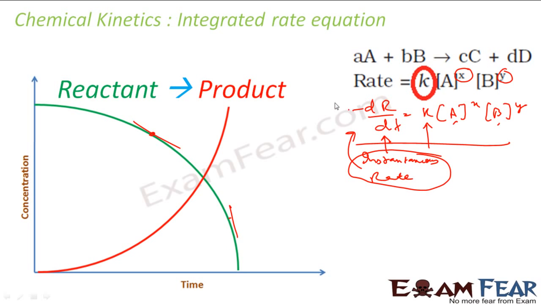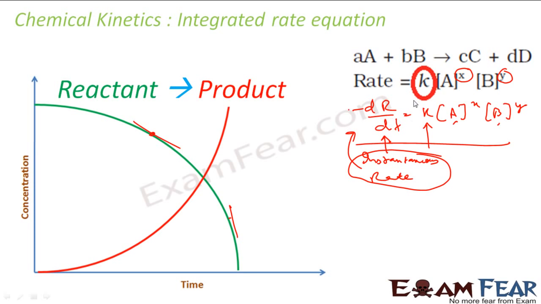To avoid this, if you see, this is a differential equation, and we can use some maths. We have learned this kind of equation in maths. We'll integrate this differential rate equation, right? And with this we'll get a relationship between the concentration at different times and the rate constant. So we'll show you this.